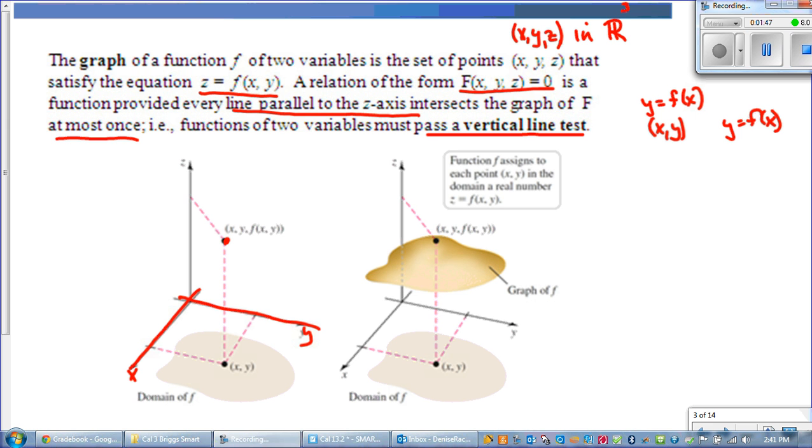So the vertical lines are parallel to the z-axis. So every vertical line parallel to the z-axis needs to hit that surface at most once, for each point in the xy plane. So if it has more than one place that it intersects the surface, then it will not be a function.